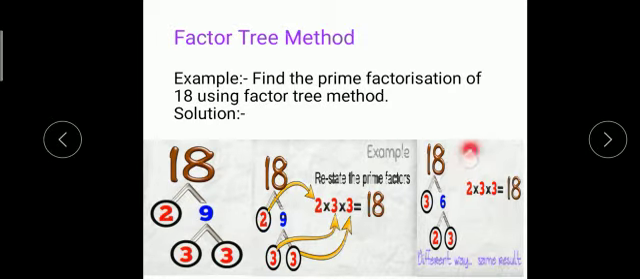Here the factors are different. So here for 18, we have written 18 is equal to 3 multiply 6. Here 3 is a prime number, so we will not touch it. 6 is a composite number, so again factorize it, and the factors are 2 and 3. Hence, the factors of 18 are 3 multiply 2 multiply 3. If you see, in both the cases, the prime factors are the same.